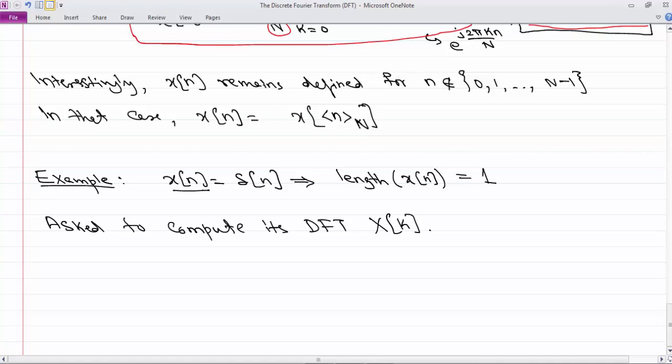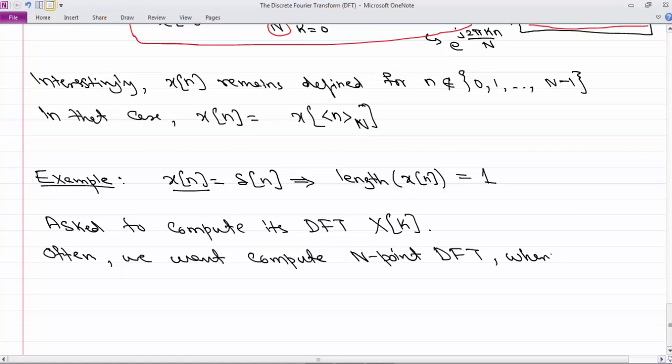But oftentimes what you would want to do is compute an N-point DFT where N is much bigger than the length of the signal, than the original length of the signal.